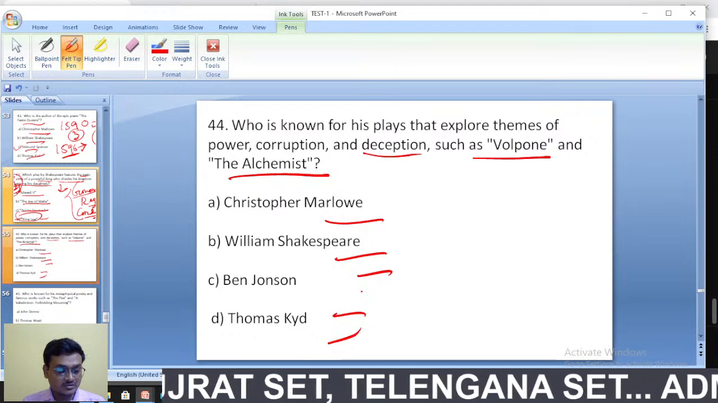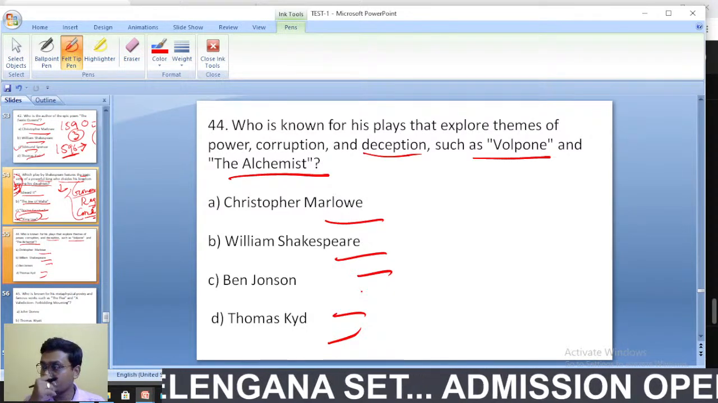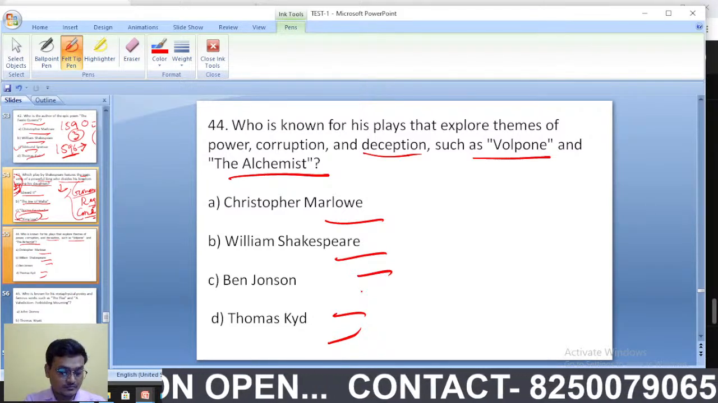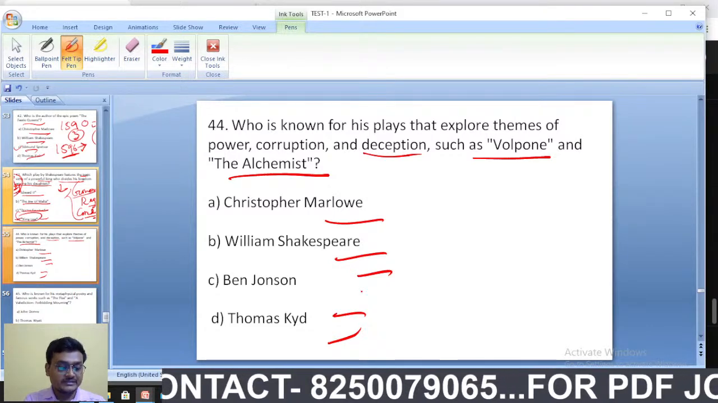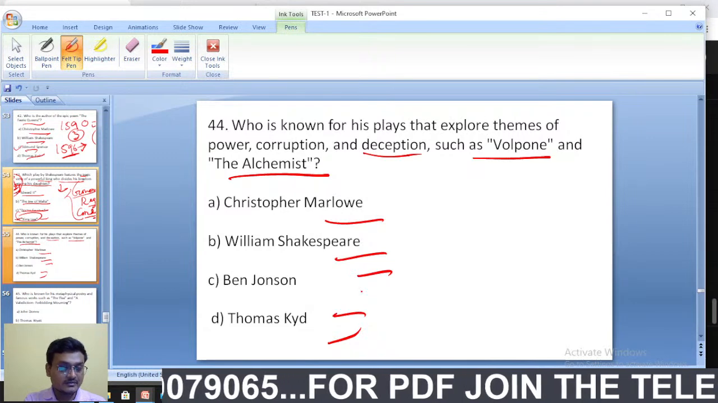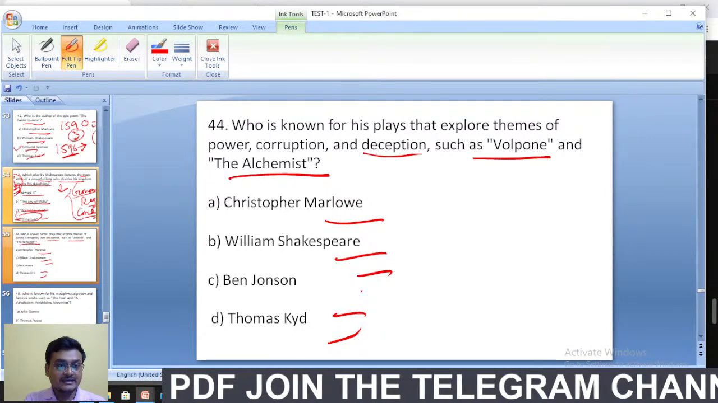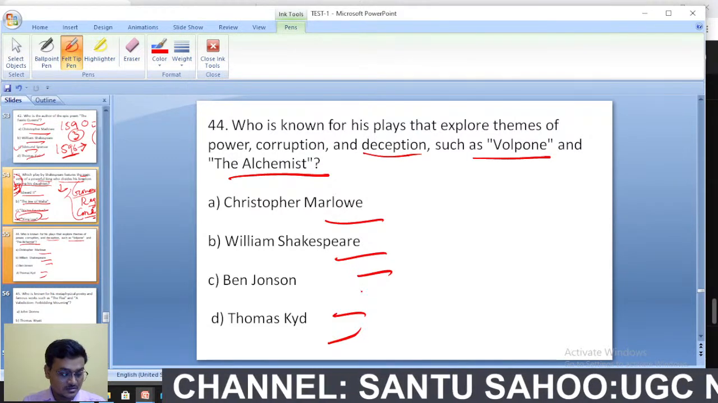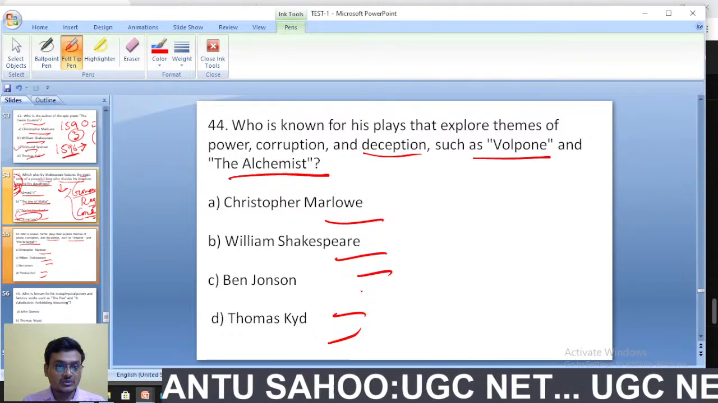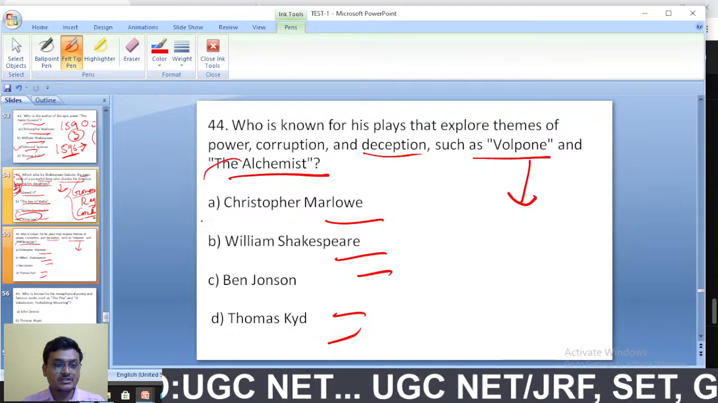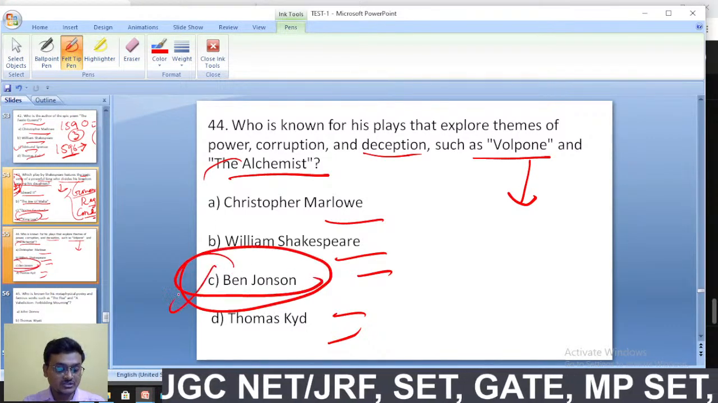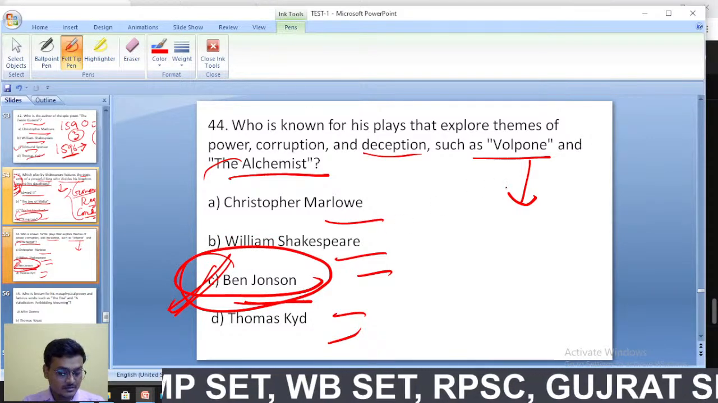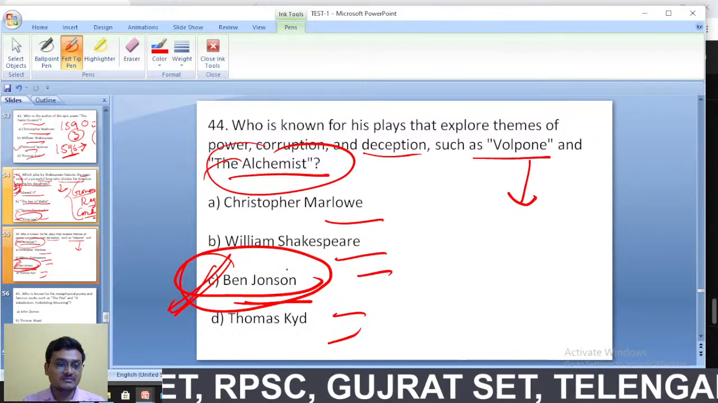Was not it Nahum Tate? Yeah, it is Nahum Tate who has given the happy ending of King Lear. So who is known for this play? Exactly, it's Christopher Marlowe. No. It's Ben Jonson. Volpone, the Sly Fox, Italian, and the Alchemist, Ben Jonson has written. Okay, Pradeep, it is Ben Jonson. These are all works by Ben Jonson.